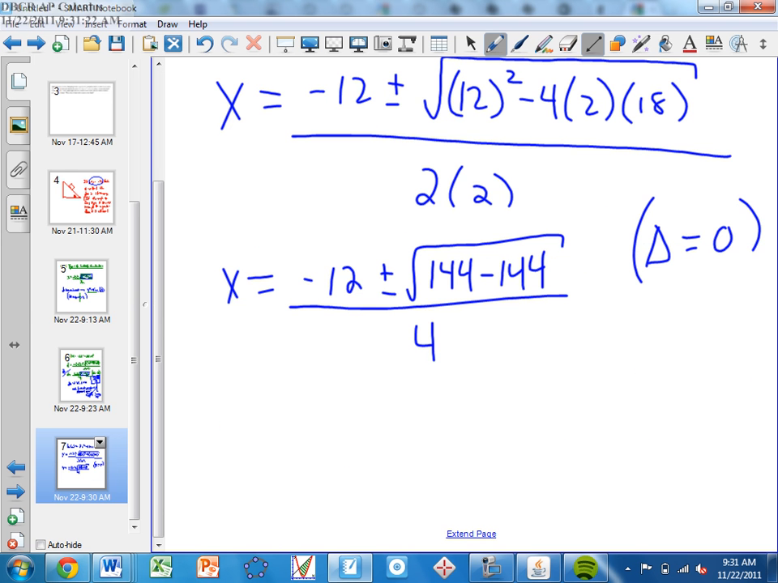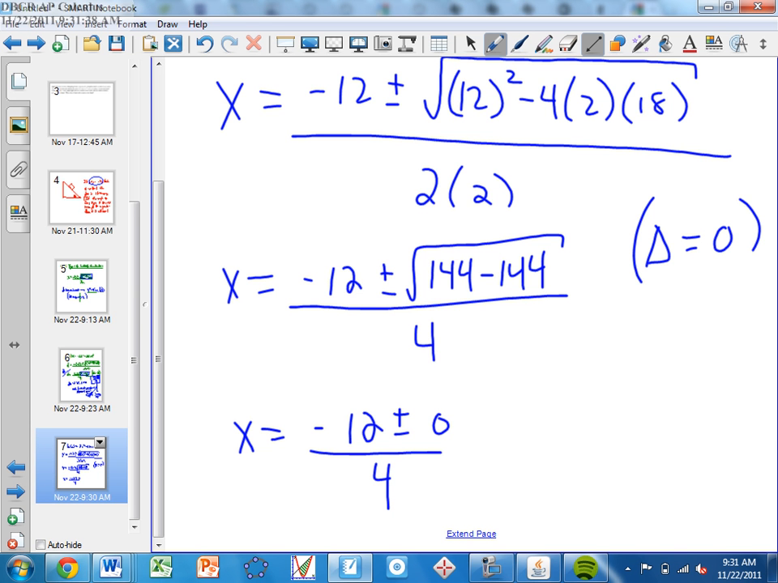Well, let's keep going. Let's keep looking at our answers now. Once we know that the discriminant is 0, we are able to figure out what happens to this part. It goes away, it drops off. So on the next line, I can write x equals negative 12 plus or minus 0 over 4.